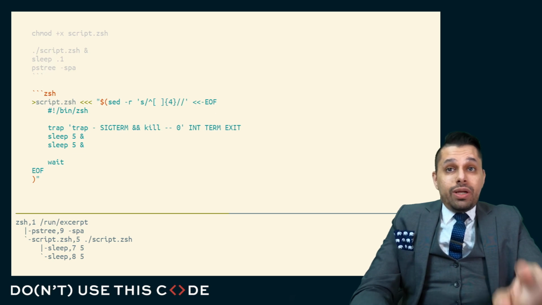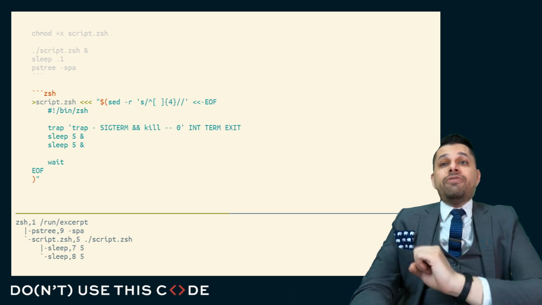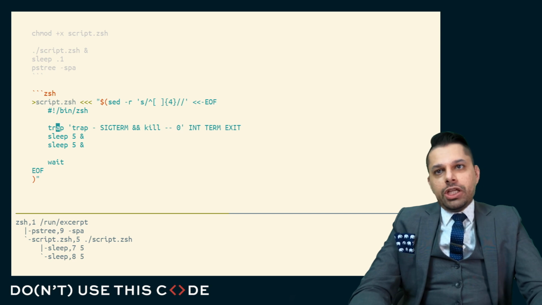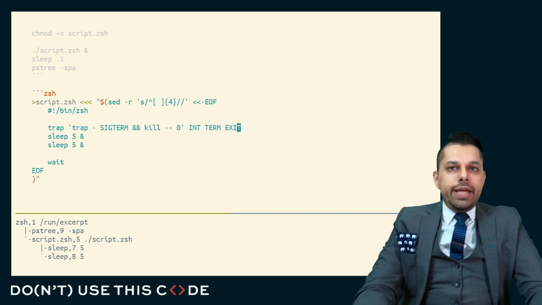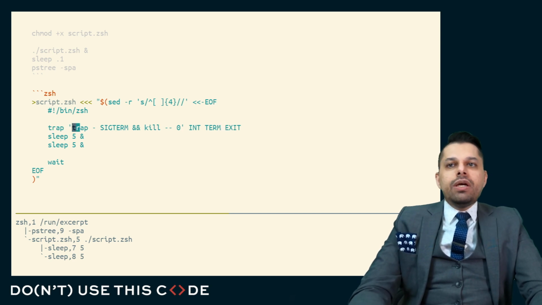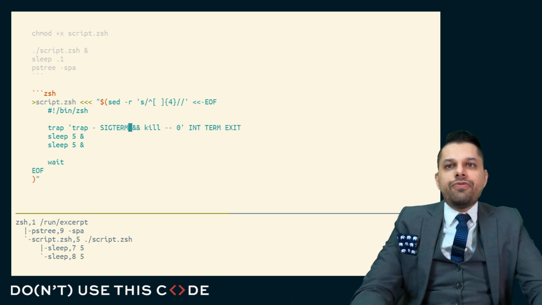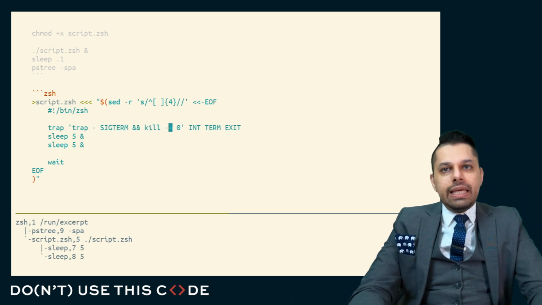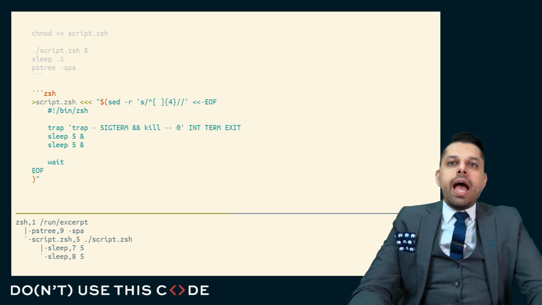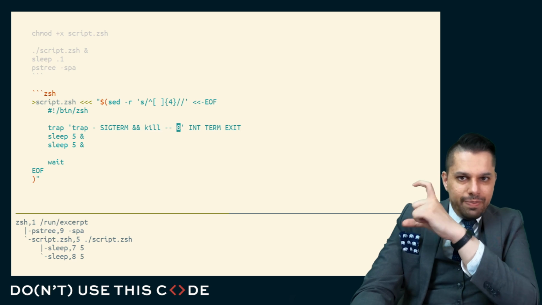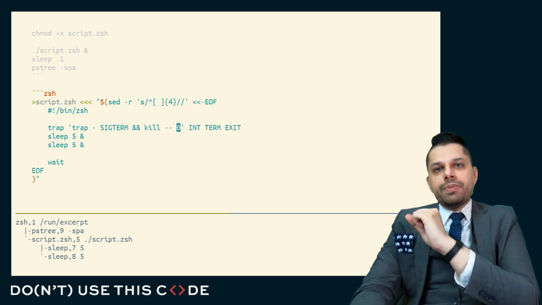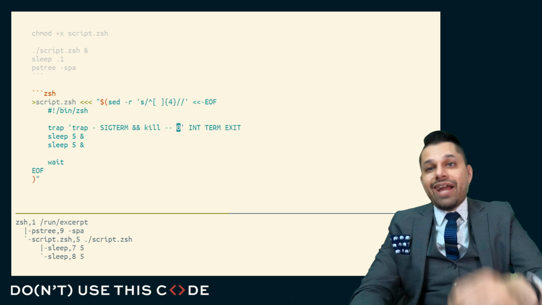If I wanted to ensure that they were terminated, I could very easily terminate them by setting a trap at this level. I could say trap any interrupt, any terminate, or any exit signals. And when that happens, turn off the trapping for SIGTERM so this doesn't recursively keep trapping itself. And then I can ask it to kill with an interrupt signal any process in the same process group. Because what happens when you launch these background jobs is they're within the same process group, so you can kill the entire group at once.